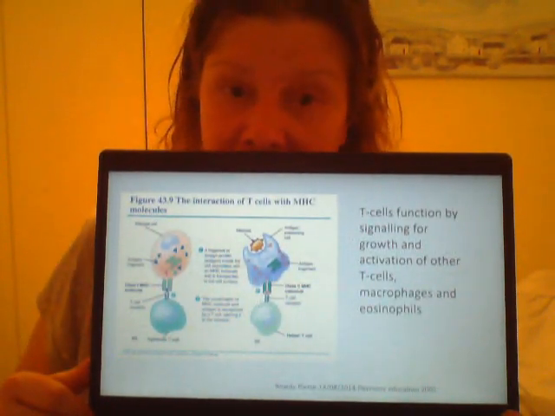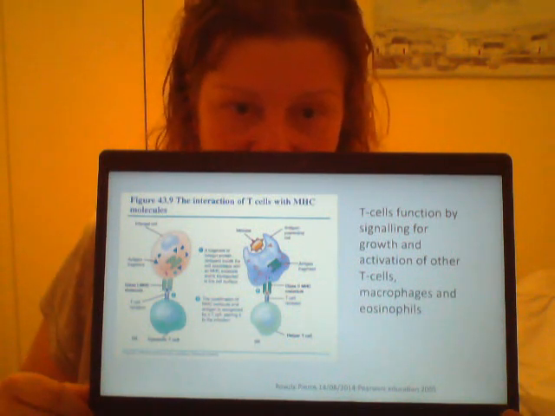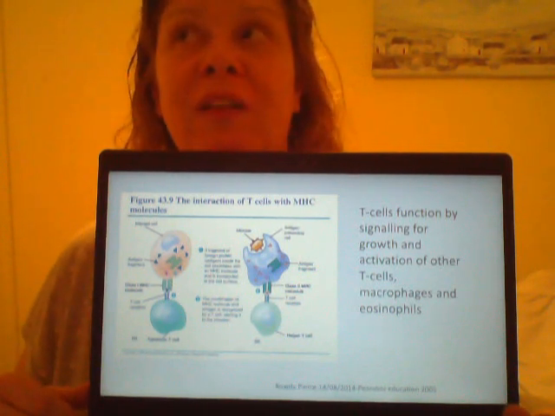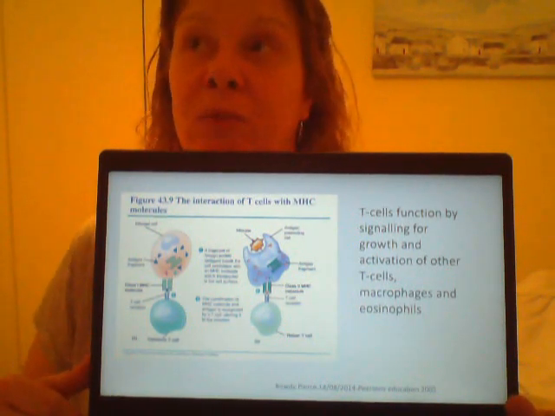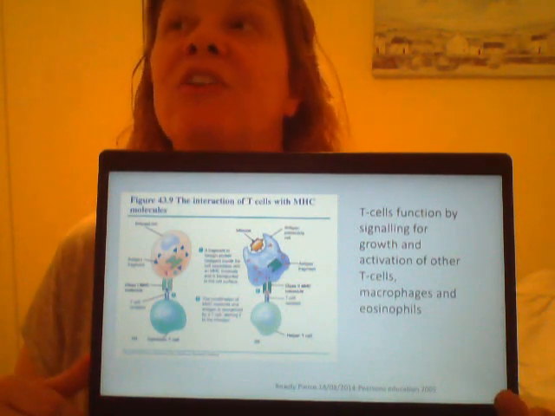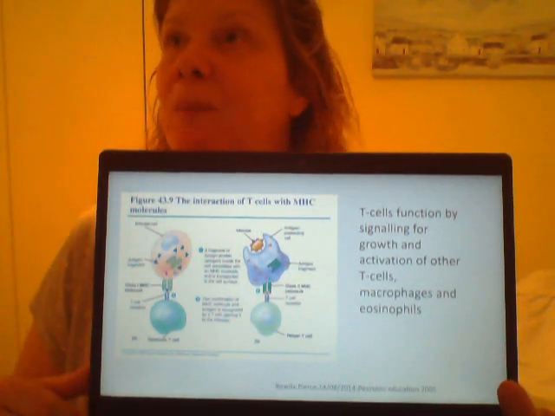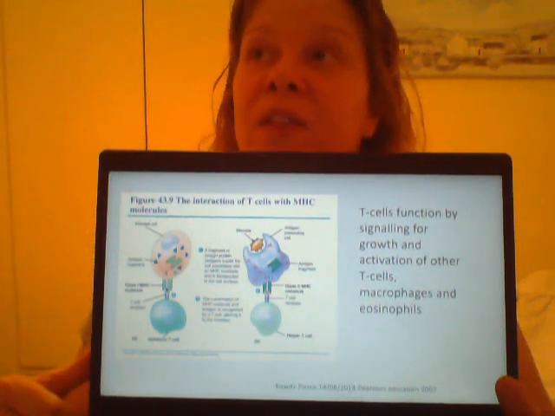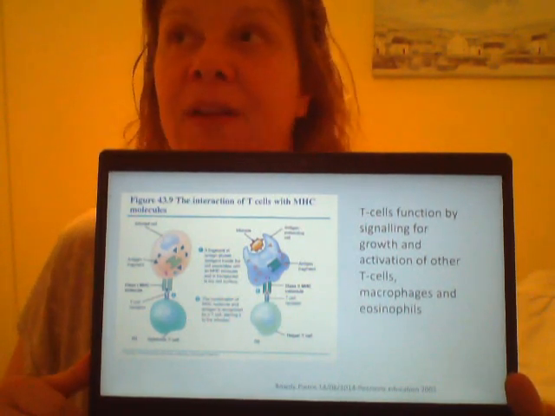And then we've got the T cells, which function by signalling for growth and activation of other T cells, macrophages and eosinophils. Cytotoxic T cells, suppressor T cells and helper T cells all synchronise infection control, DNA damage and virus cells within the body. Helper T cells aid regulation of immune functions by releasing lymphokines, which then stimulate the T cells to grow or attack, as well as stimulating B cells to mature.